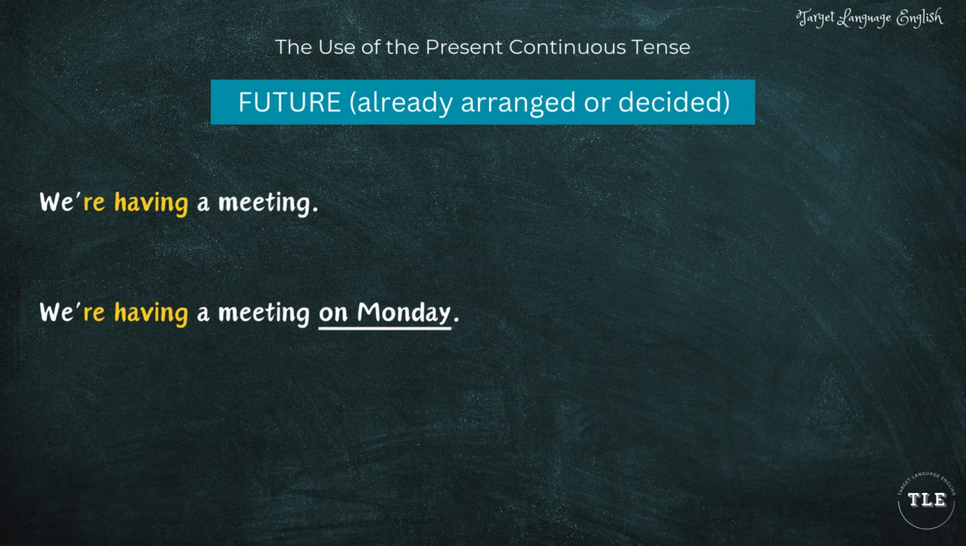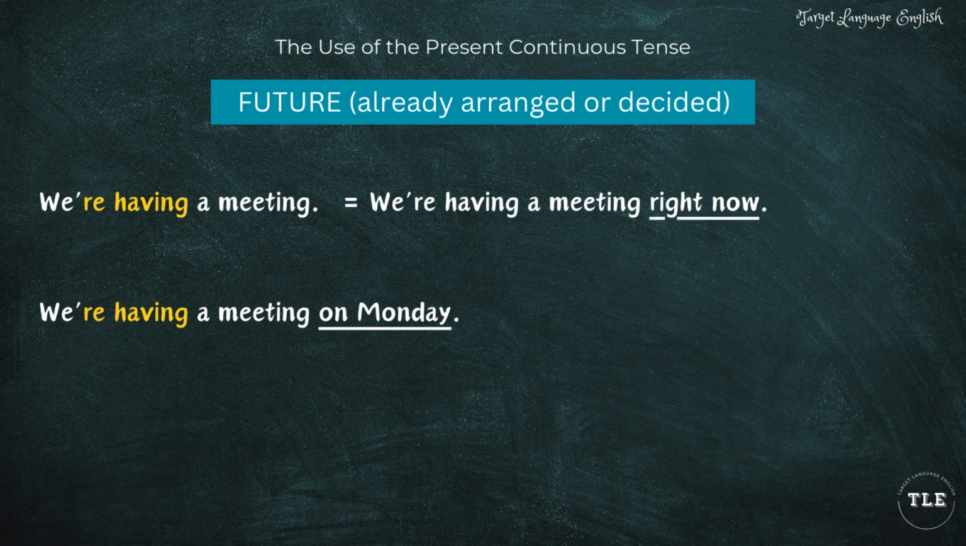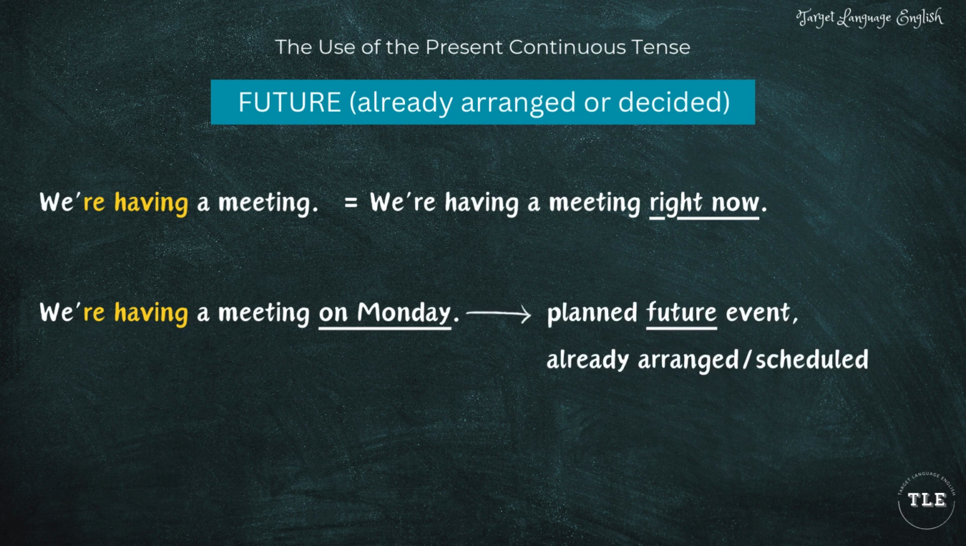Compare these two sentences. We're having a meeting. We're having a meeting on Monday. Both sentences use the present continuous, but the first one does not include a time expression. We're having a meeting. The present continuous describes an action happening right now. We're having a meeting right now. In the second example, we're having a meeting on Monday. The future time expression on Monday changes the meaning of the sentence. In this case, the present continuous indicates a planned future event.